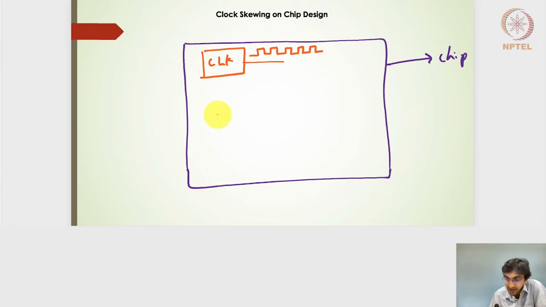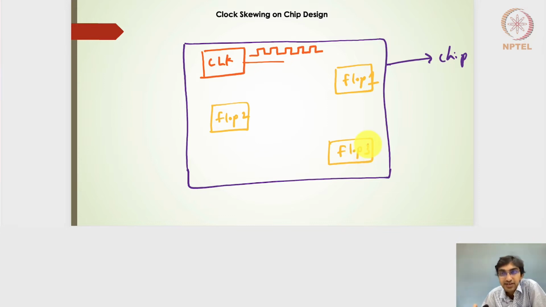So let's say that we have these flop designs here. I'll say that this is flop 1, and then we'll say that flop 2 is here, and we'll say that flop 3 is here. We actually don't know where the flops are going to be placed in the whole footprint of the chip. And the reason is very simple.